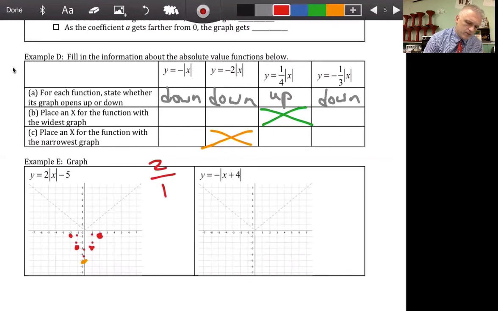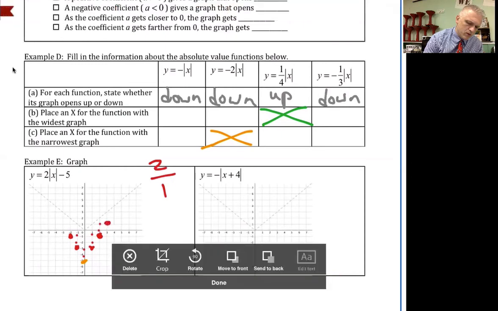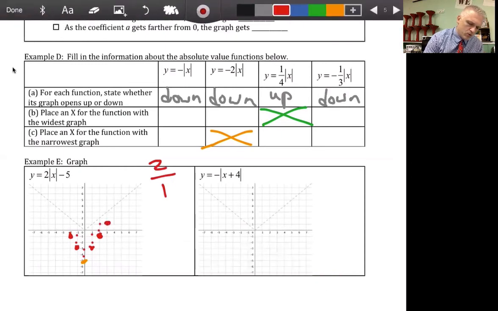I'll do it one more time. 1, 2, and a big 1. So let's connect those dots. Okay, and you can see what you did. You started with the little dashed line, which is your y equals absolute value of x that had a 1 in front of it that you just didn't write. You went down 5 units with the -5. And then this 2 made it narrower.